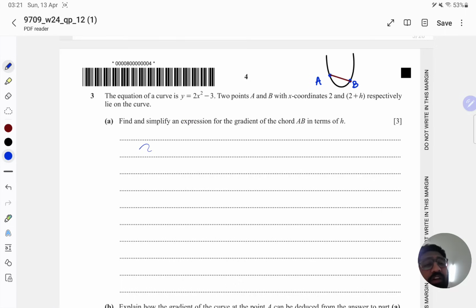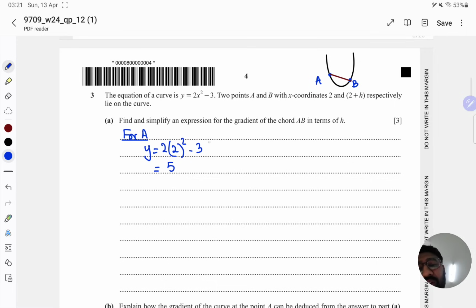So for the gradient, we need to have the complete coordinates, the x coordinate as well as the y coordinate, for point A and point B. So let's find out. For A, we already have the x coordinate. We need to find the y coordinate by substituting the value of x in here. So 2 times 4 minus 3, which is 5. So the coordinates of A will be 2 comma 5.